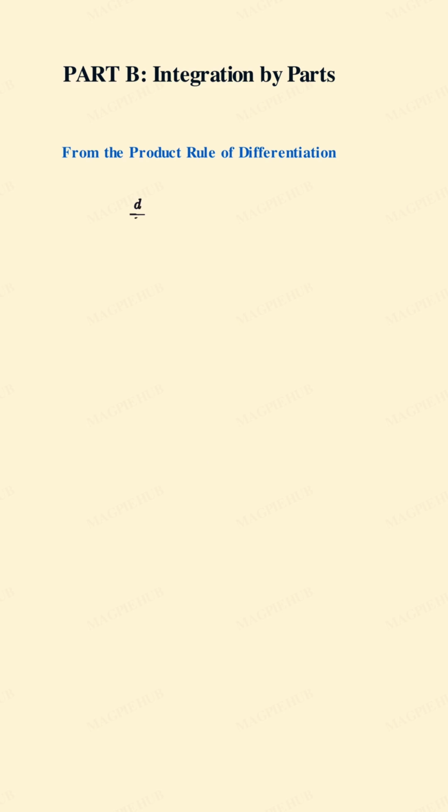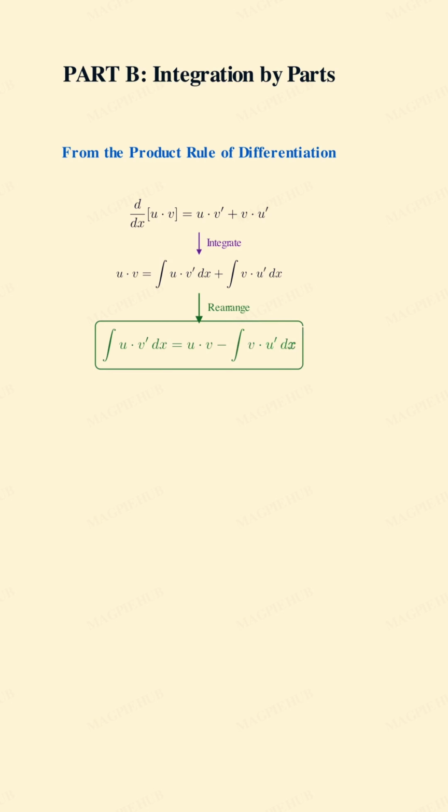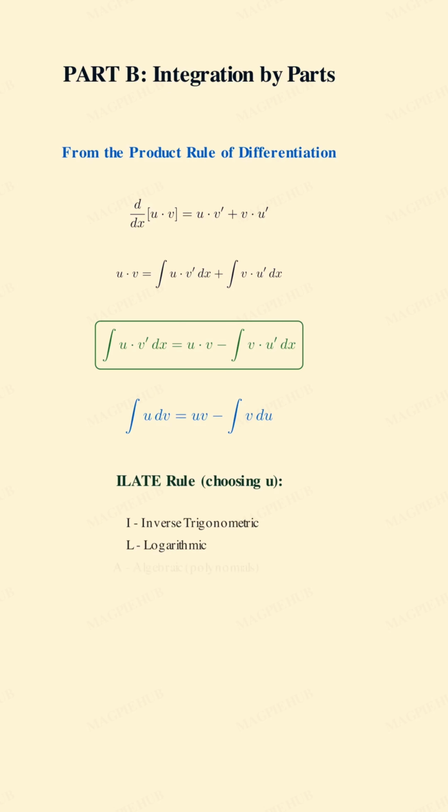Part B. Integration by parts. This method comes from the product rule of differentiation. The product rule says d by dx of u times v equals u times v prime plus v times u prime. Integrating both sides and rearranging, we get the formula, integral of u dv equals uv minus integral of v du. The key question is how to choose u.